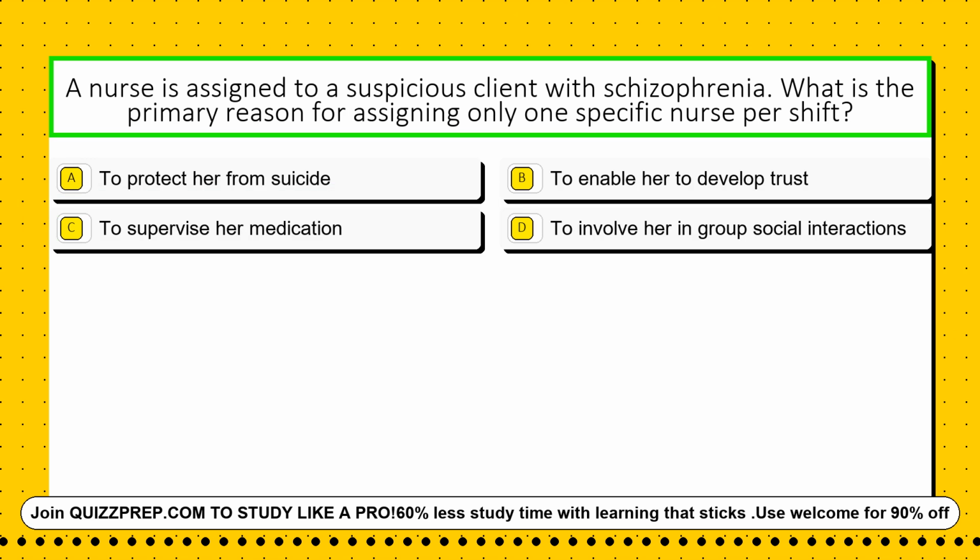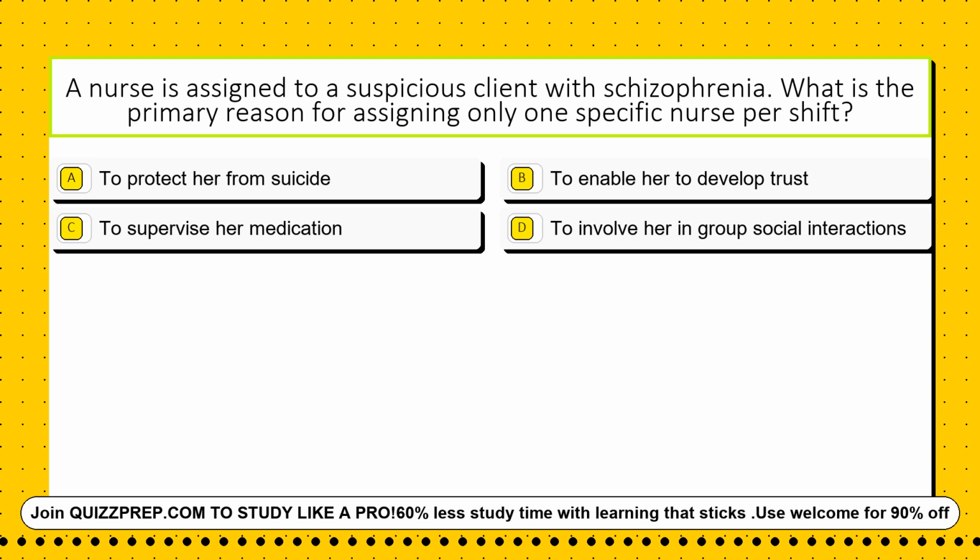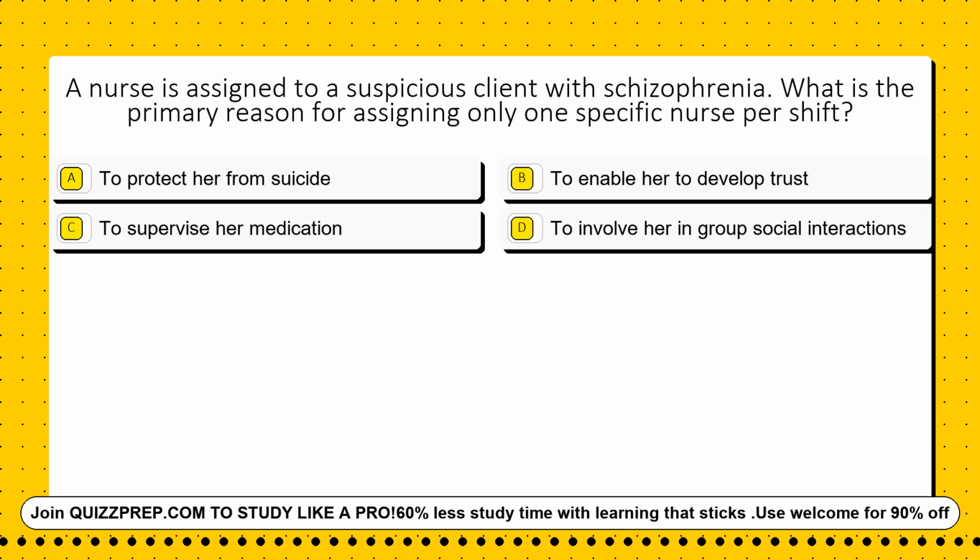Question 66. A nurse is assigned to a suspicious client with schizophrenia. What is the primary reason for assigning only one specific nurse per shift? Option A. To protect her from suicide. Option B. To enable her to develop trust. Option C. To supervise her medication. Option D. To involve her in group social interactions.